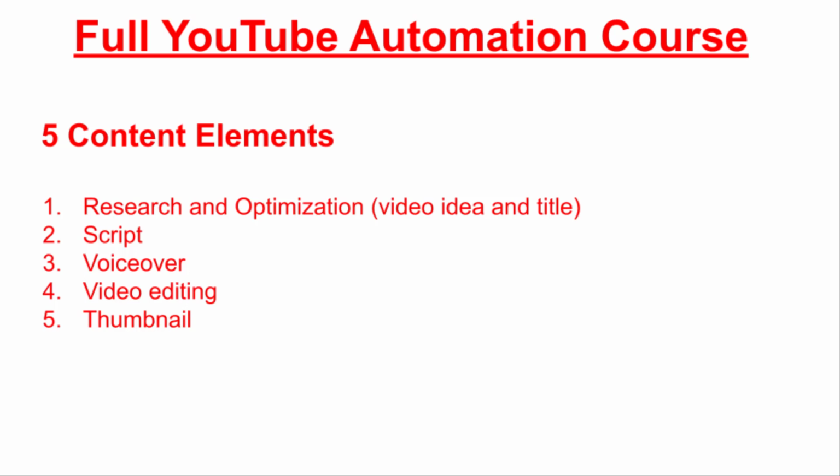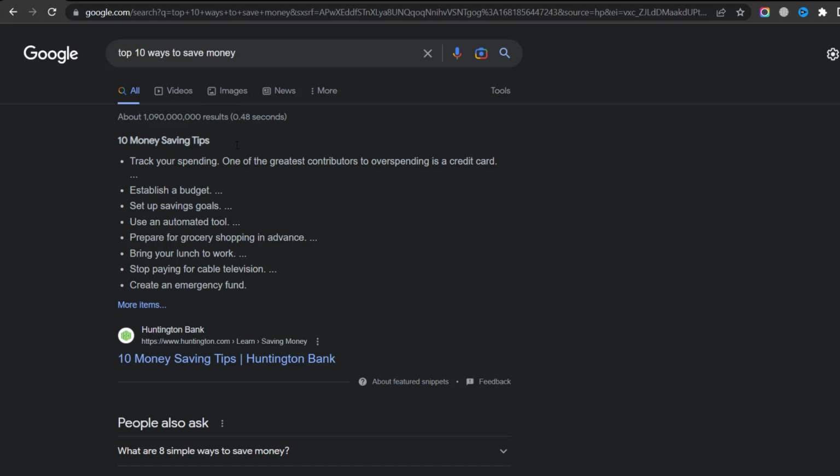So right now, I'm going to go through each of those 5 elements and show you how you can do those for absolutely free or by outsourcing them to other people. So first of all, you're going to do the research. Let's say, for example, you came up after researching other channels, and you've seen that this is currently a hot topic. Let's say you want to make a video in the finance niche about top 10 ways to save money.